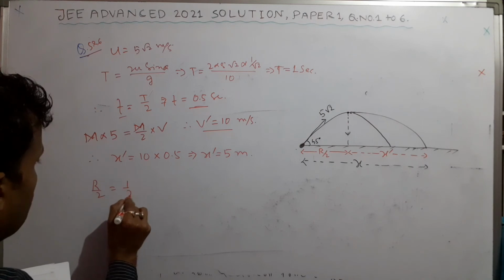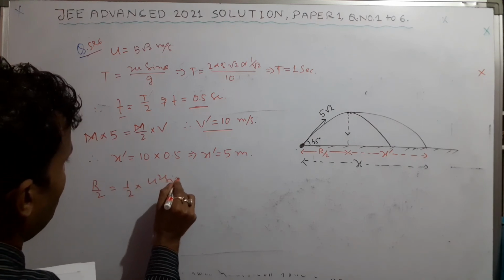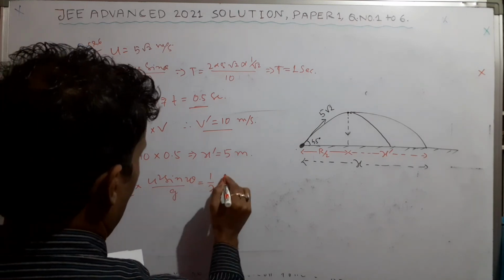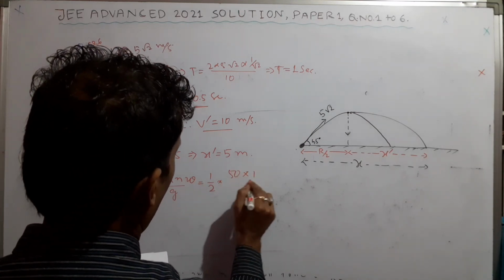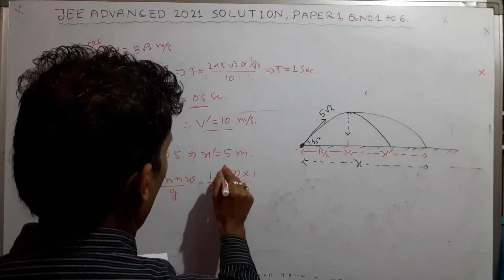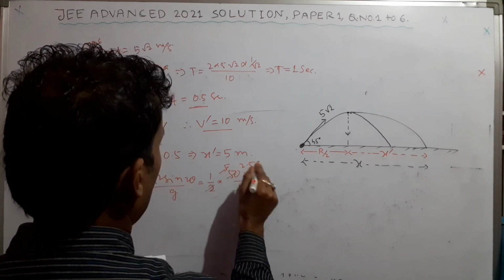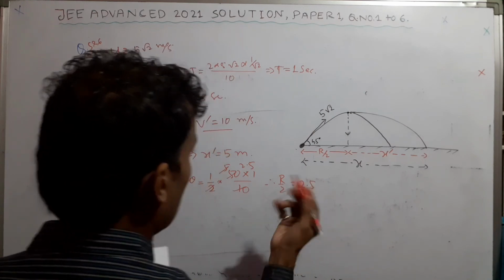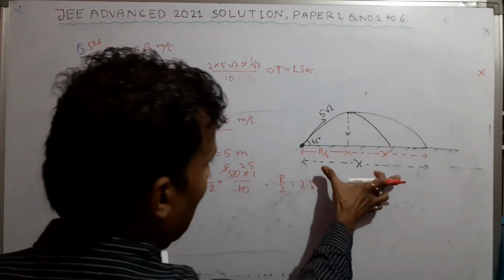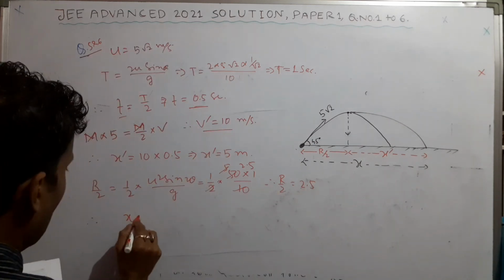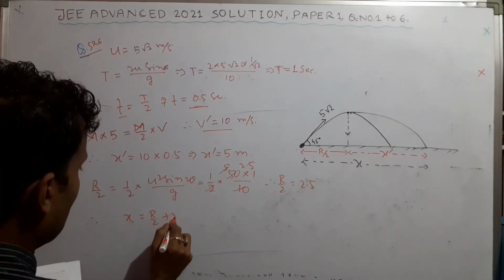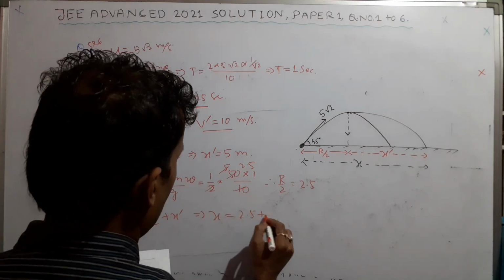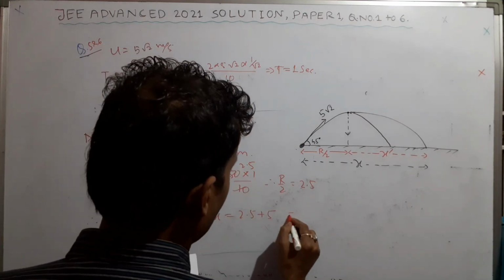ओके, और जो ये डिस्टेंस है रेंज का आधा है, तो R by 2 is equal to, कितना होगा, 1 by 2, and range कितना होता है, u square sine 2 theta upon g. So it will be half, 50 into 1 upon 10, so 5, 2.5, therefore R by 2 is equal to 2.5. तो हम लोग का रिक्वायर्ड x यहाँ से यहाँ तक, x इक्वल टू कितना होगा, x equal to R by 2 plus x dash, therefore x equal to 2.5 plus 5, that turns out to be 7.5 मीटर.